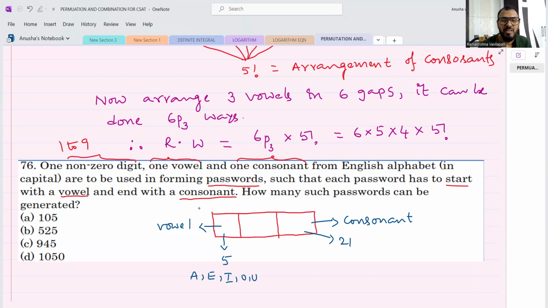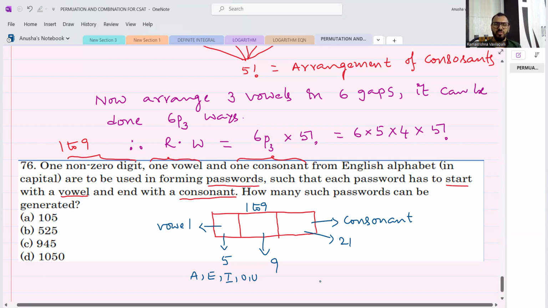Now, what else is left? Yeah, this is the digit, 1 to 9. We have to fill this place from 1 to 9. There are 9 ways. I hope you understand. The first box must be filled with a vowel, the last one is a consonant, and the middle one is a non-zero digit, that is 1 to 9. You can put any one of these 9 digits in the middle place.